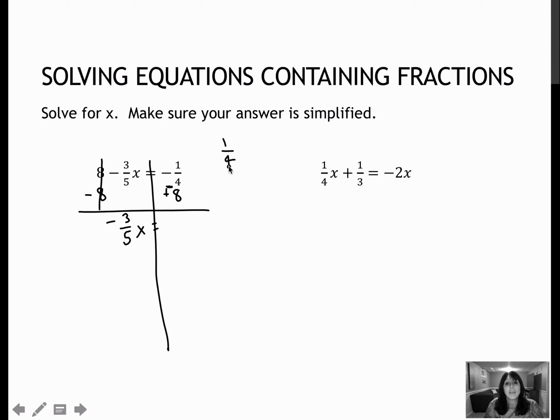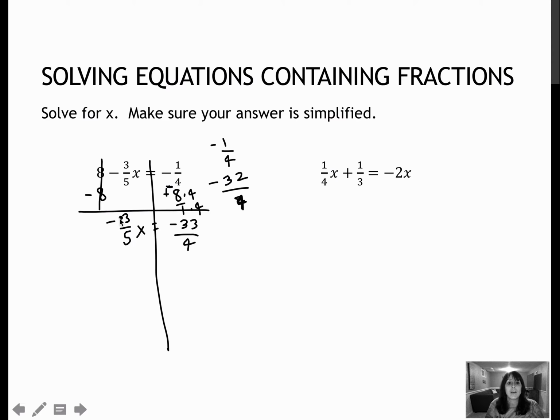I'm going to keep 1/4 the same. 8/1, I'm going to turn into 32/4 by taking the top and bottom times 4. So now that leaves me with -33/4. By combining -1/4 and -32/4, I get -33/4.